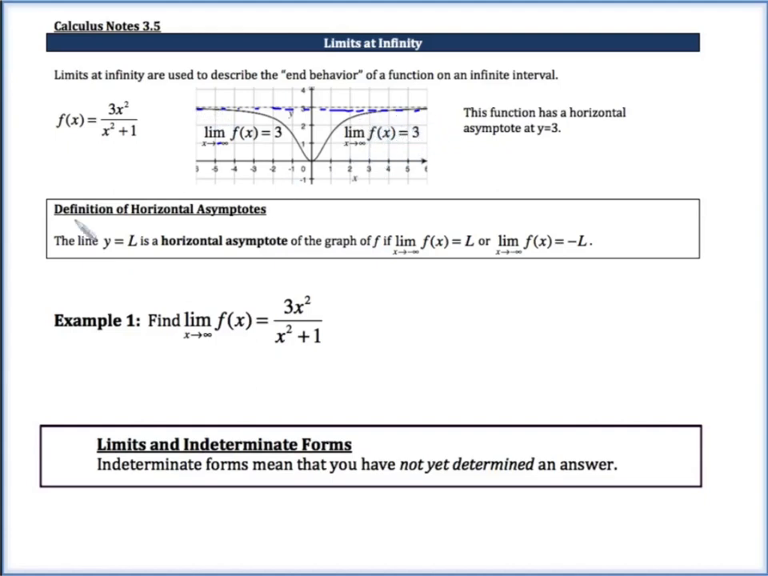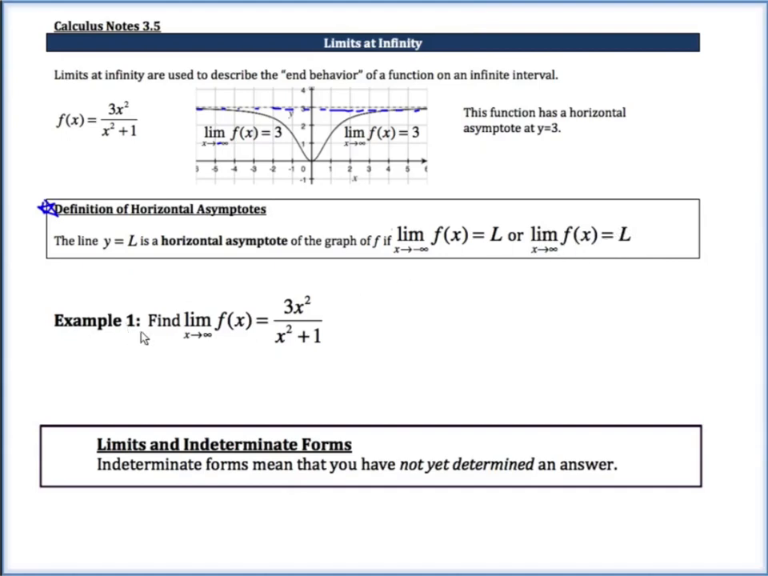And that brings us to the definition of a horizontal asymptote. The definition says the line y equals L, where L is just a number, and we know this is a horizontal line, is a horizontal asymptote of the graph of f if the limit as x approaches negative infinity of our function equals some constant L, or the limit as x approaches positive infinity of our function equals some L.